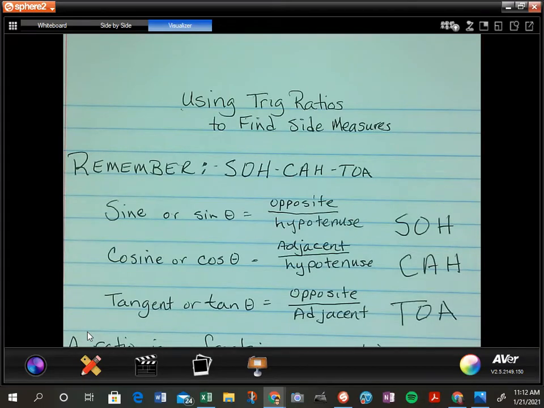Hey folks, it's Miss Rogers, and today we're going to talk more about SOHCAHTOA and how to use it to find the sides of a right triangle using that ratio.